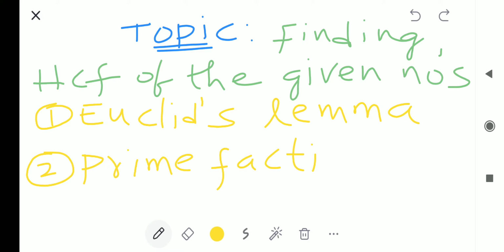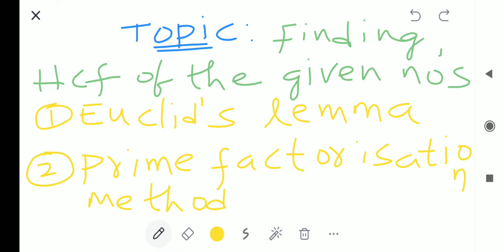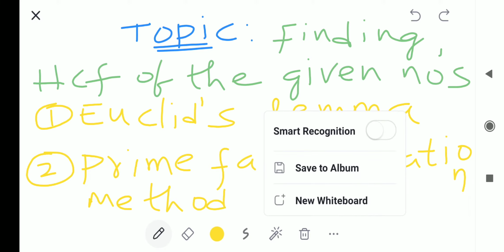HCF can be obtained in two methods, that are Euclid's lemma, number 1, and number 2, prime factorization method. So as of now I am taking one example. I want to take two numbers, 72 and 108. For these two numbers I want to find HCF.